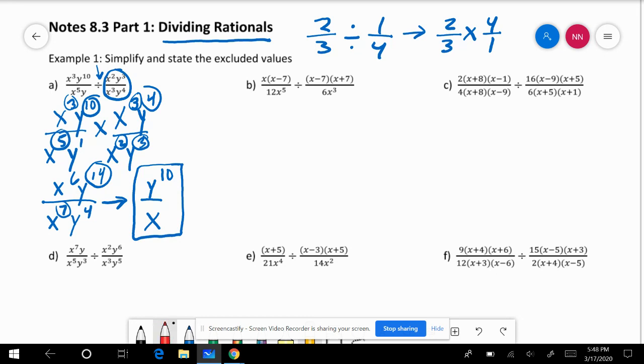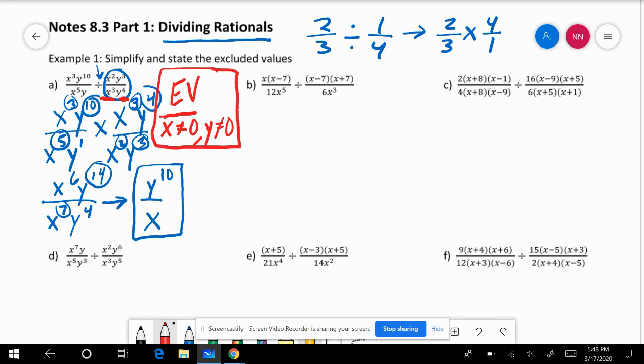Now remember, we have excluded values. Excluded values for monomials is always the same. But this time, x cannot equal 0, and y cannot equal 0. The reason that we have y is because we have an x and a y. And that right there would be our second answer.